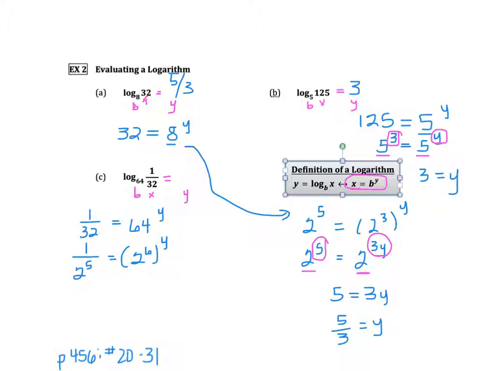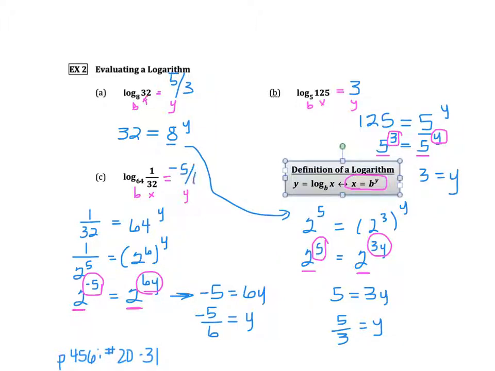Now, I still have the problem of the fraction on the left-hand side, but if you recall my laws of exponents, I can rewrite this as 2 to the negative 5th power, and this side is 2 to the 6y power. And now if you notice, I do have the same base on both sides. So therefore, this exponent must equal this exponent. I'm going to write negative 5 equals 6y. Divide both sides by 6, and y equals negative 5/6. So I can fill in my answer with negative 5/6.